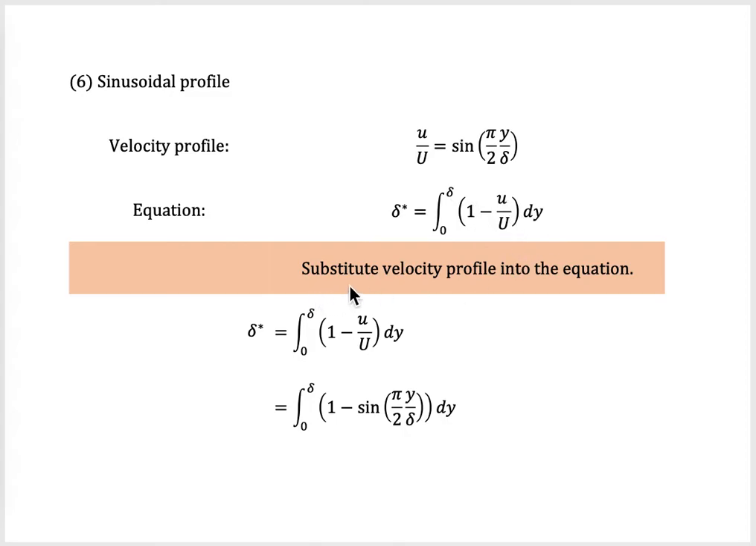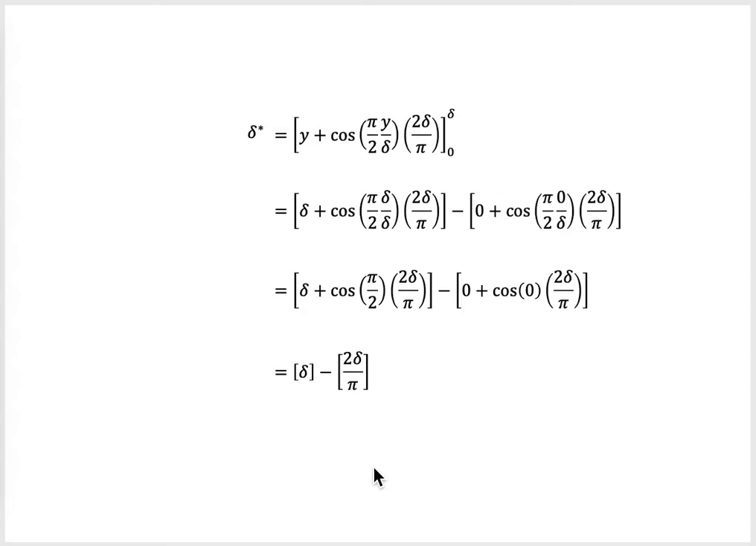What we need to do is substitute the velocity profile into this equation. So we substitute the value of sine pi over 2 y per delta here, and then we do the integral. Please be careful here. The integral of sine will give you a negative cos, and it will become y plus cos of pi over 2 y per delta times 2 delta over pi.